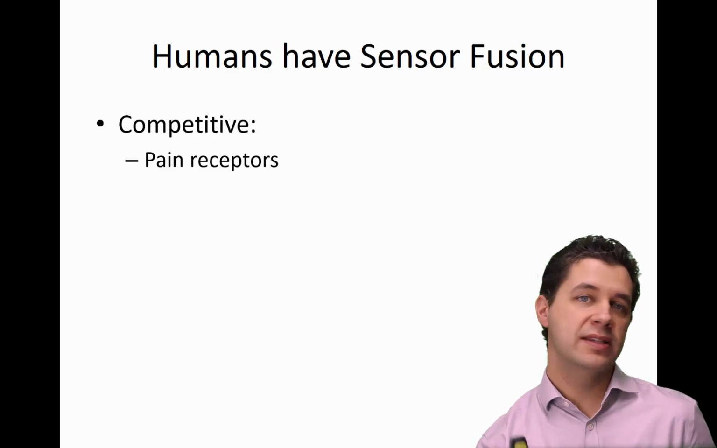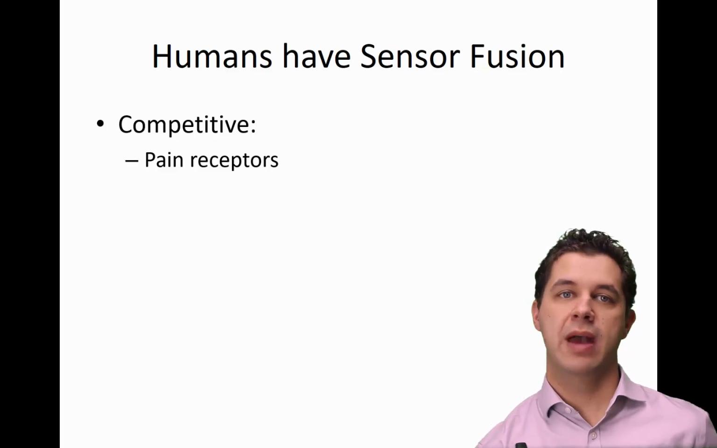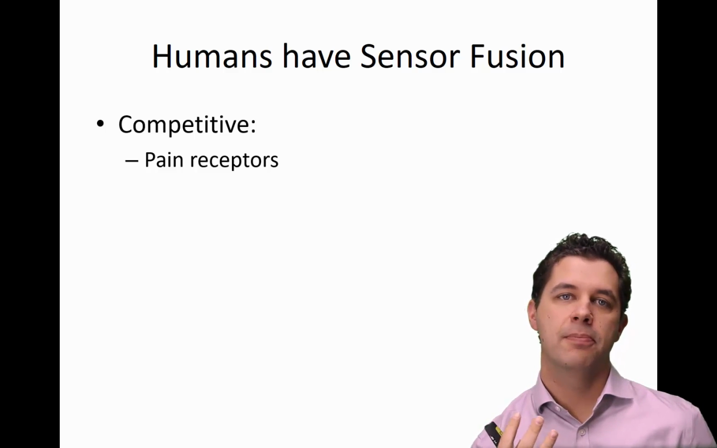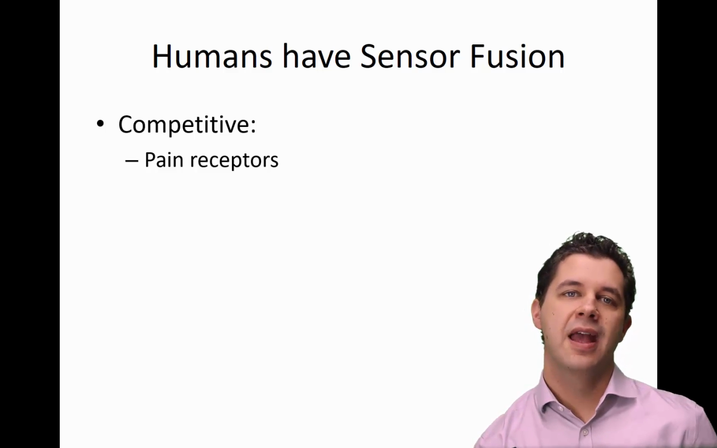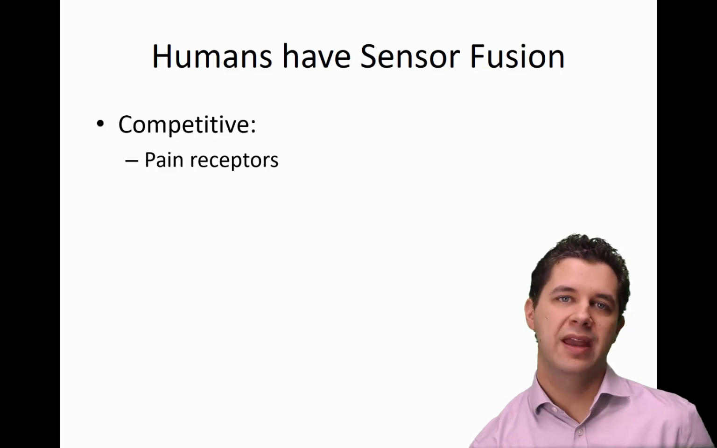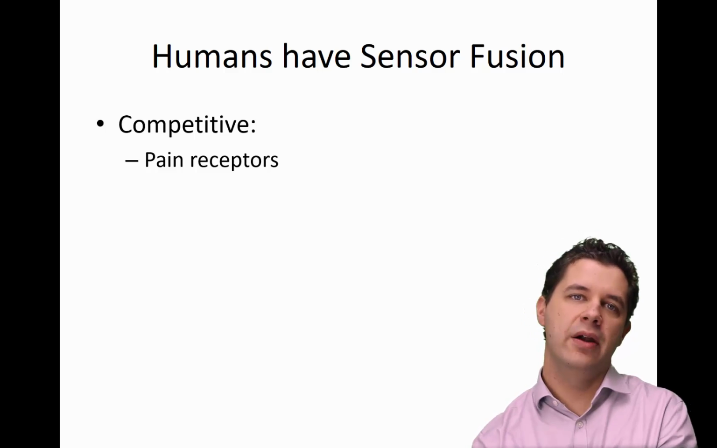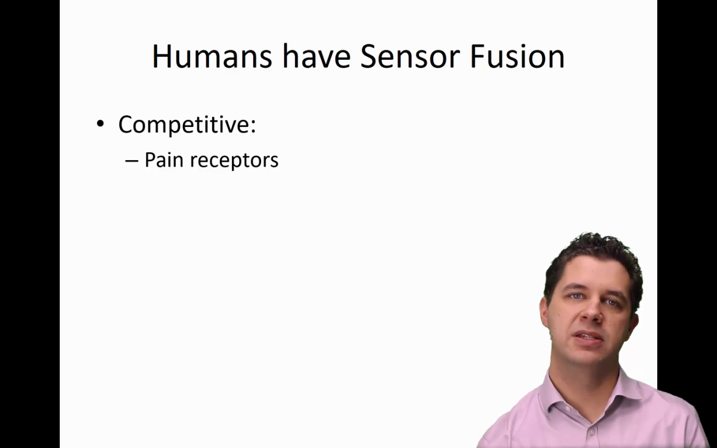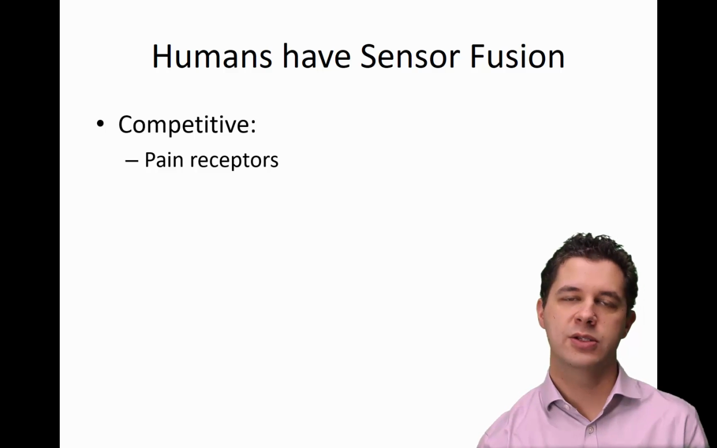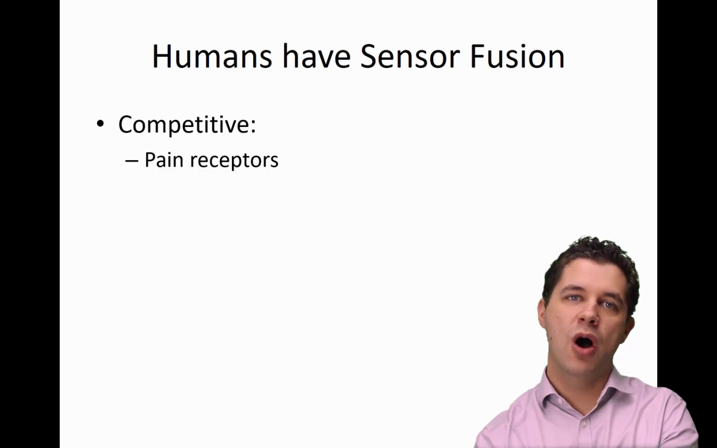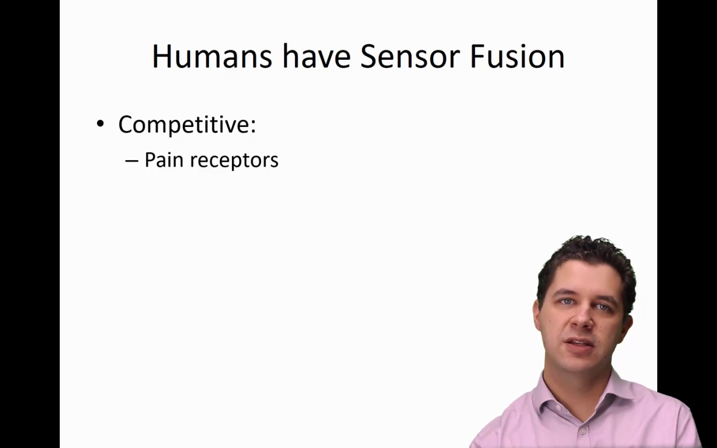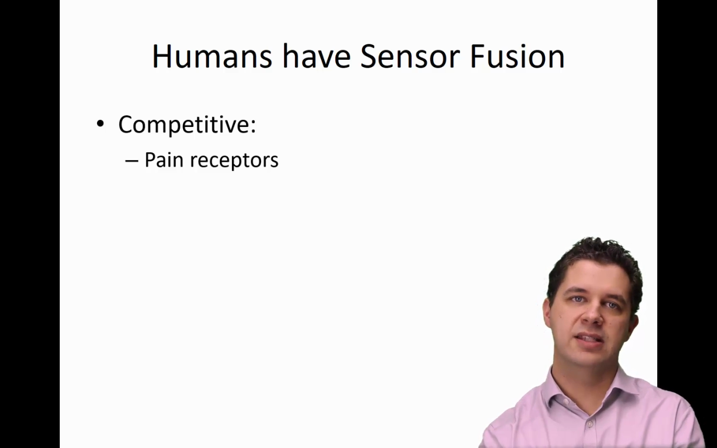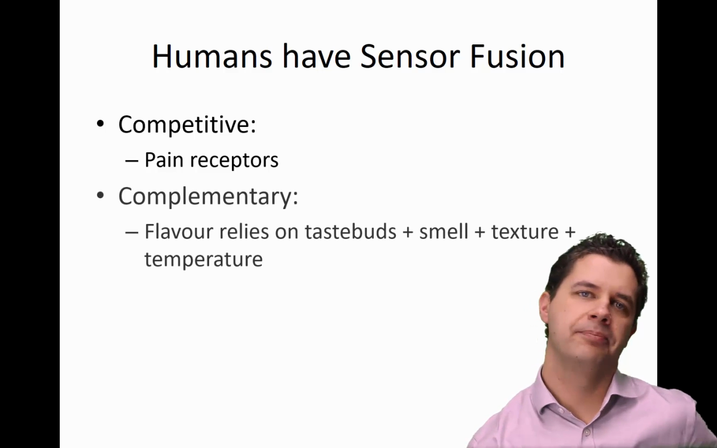In our human body, one example we see of competitive sensor fusion is with our pain receptors. Basically, we've got pain receptors on our skin or just near our skin, and the more pain we experience and the wider the area of that pain, the more of these pain receptors fire and tell us that we've got a sore spot. Essentially, we've got a whole lot of receptors, and the sensor fusion is happening in a competitive sense, telling us what's happening over a wider area.